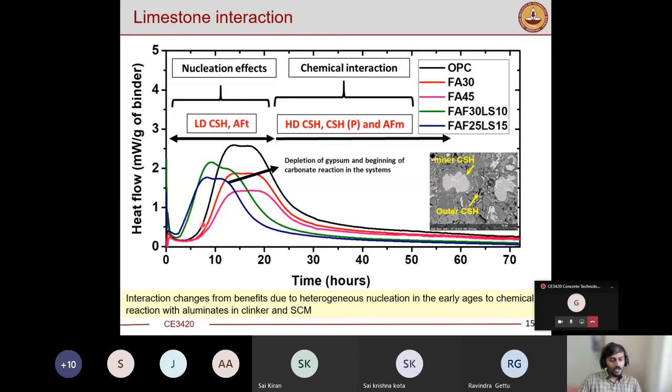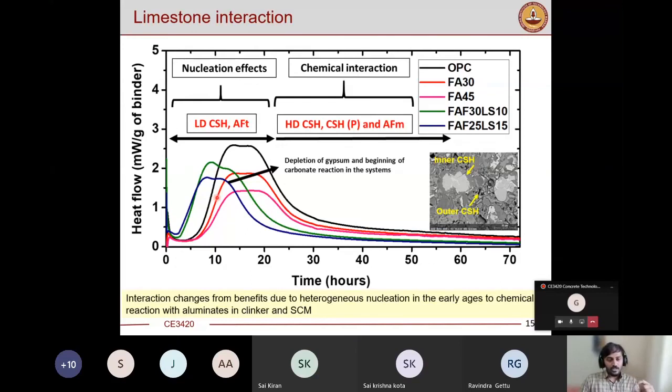Some interesting aspect of this reaction is, because the reaction is slowing down with replacement of fly ash, your setting time of fly ash is sometimes problematic. The concrete may not set at an ideal time when you have high volume fly ash, right? So this can be compensated by adding limestone to your cement, right?